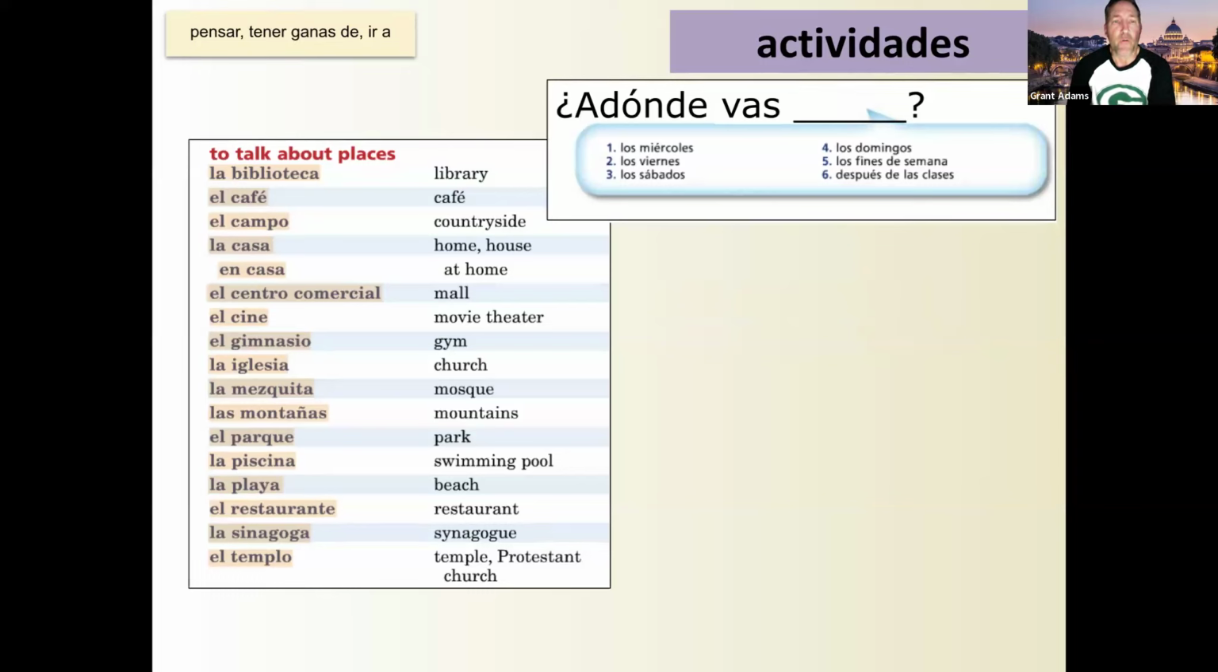I'm going to go ahead and verbally ask you, all right? Amanda, ¿a dónde vas los sábados? ¿A dónde vas los sábados?